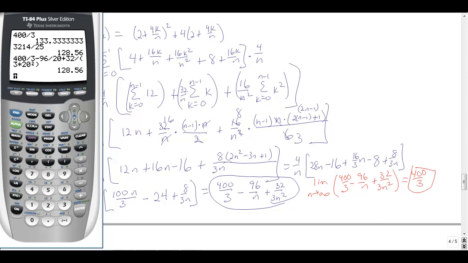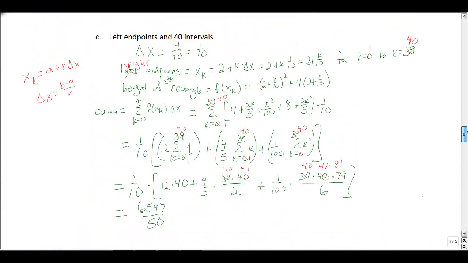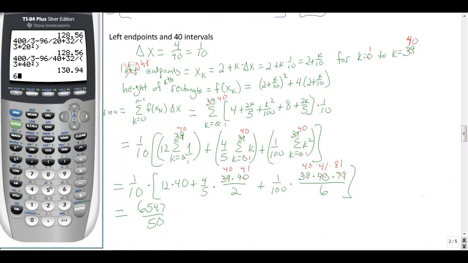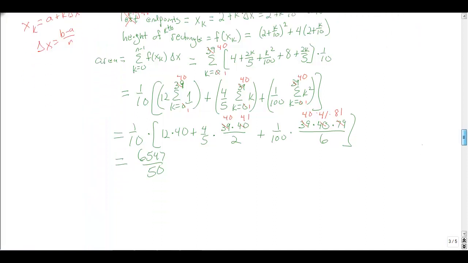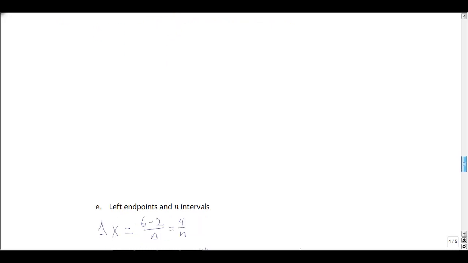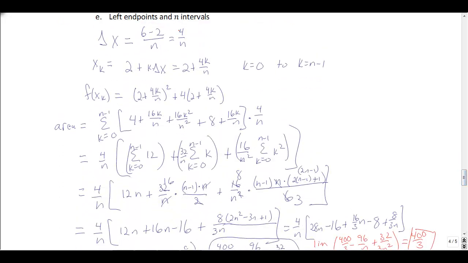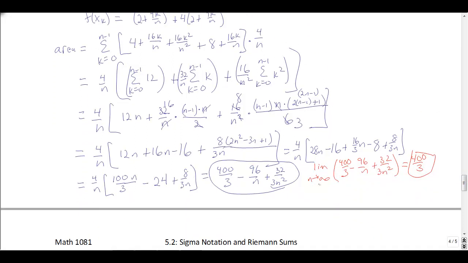Now you could do this again with the 40 instead. So one of the other previous questions, you get the 130.94, which hopefully matches the 6547 over 50. There, that matches. So note here, if you were actually trying to do all these questions, say in an exam or a homework, despite the fact that it's harder, I would do part E first, because you have to do that anyway, and just use this result with n equals 20 and n equals 40 plugged in to get part A and C. Be a little more efficient than working everything out separately.